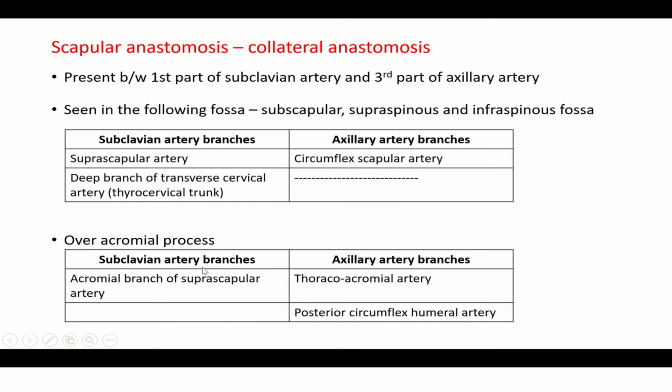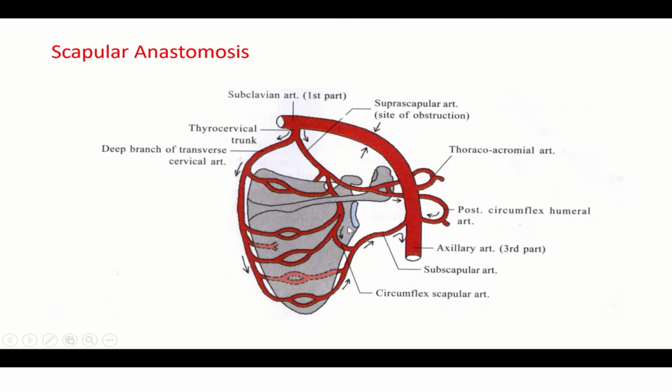And over the acromial process, the subclavian artery branches are the acromial branch of the suprascapular artery, and the axillary artery branches are the thoracoacromial artery and the posterior circumflex humeral artery. So you can see the contribution from the axillary artery, and also from the subclavian artery. All these form an anastomosis like this.